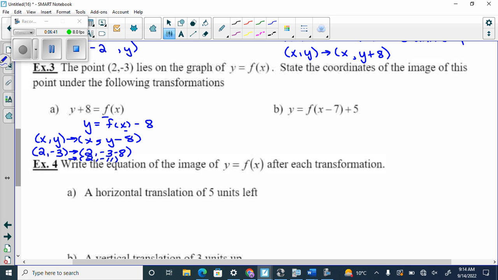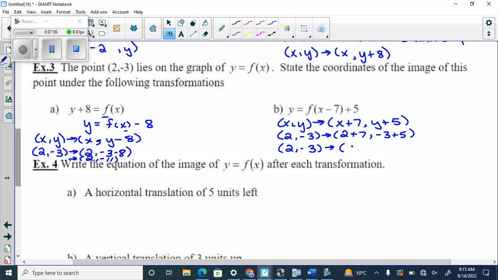Okay, this one, we have x, y becomes x plus 7, because we're moving 7 right, y plus 5, because we're moving 5 up. So here we're going to get 2 comma negative 3 becomes 2 plus 7 comma negative 3 plus 5. So 2 comma negative 3 becomes 9 and 2. Then this one we're doing the equation.